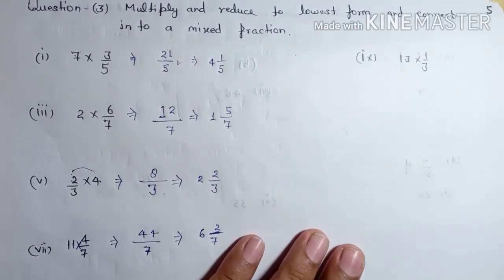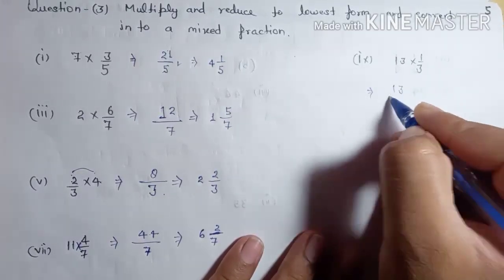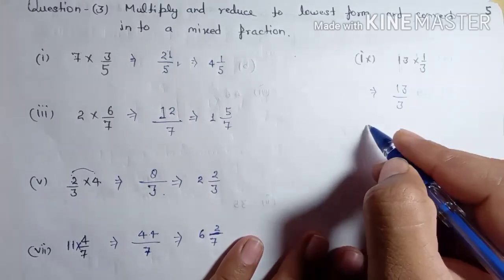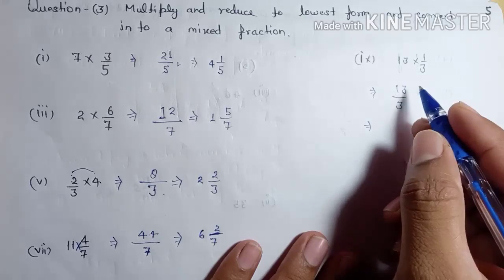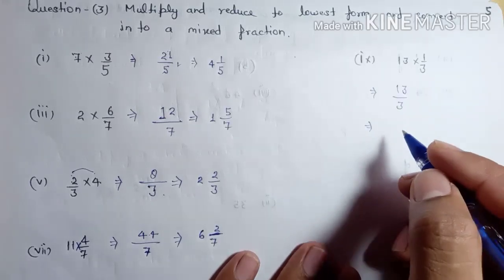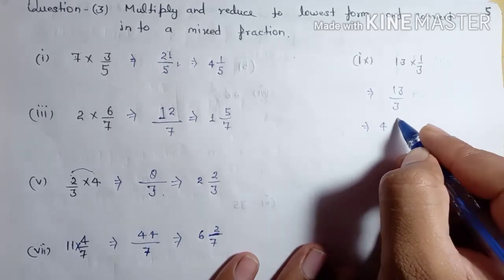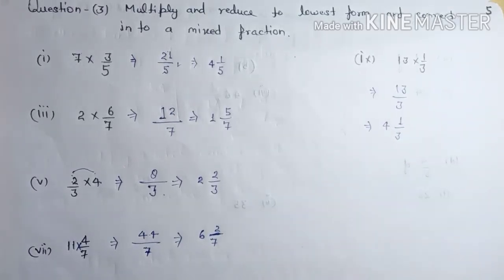Our ninth part is 13 into 1 upon 3, and that is what? 13 upon 3, because 13 1s are 13, 13 upon 3. And again this is the lowest form of the fraction because nothing is there which can divide both the numbers, rather than 1. So 3 3s are 9, 3 4s are 12. So 1 whole 1 upon 3. This is the answer here.